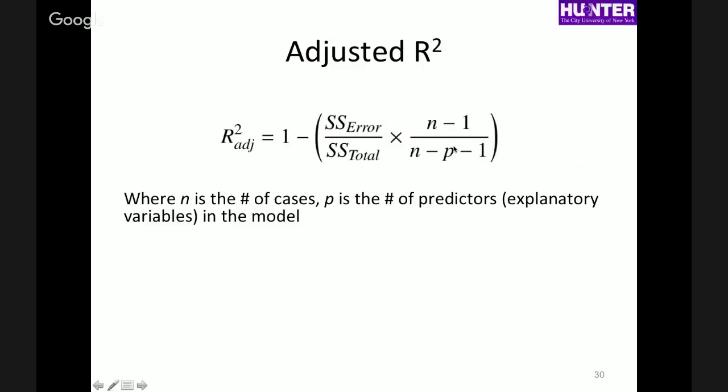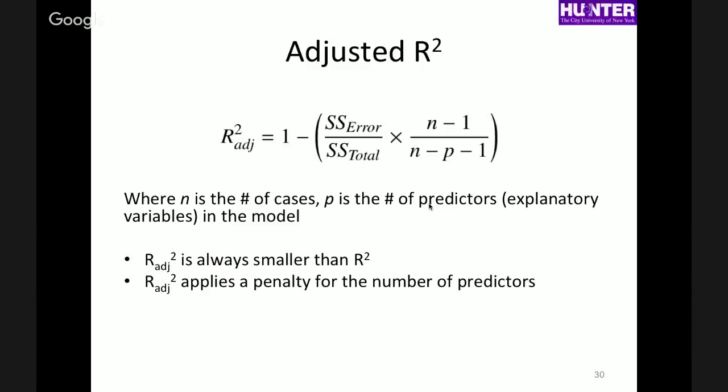If your number of predictors is 0, it's the same as your regular R². If your number of predictors is equal to n minus 1, you should be able to fit perfectly to your data points. Then your adjusted R² is just going to be 0.